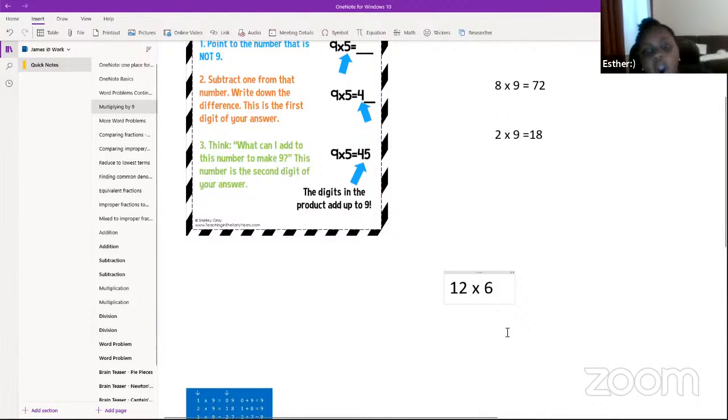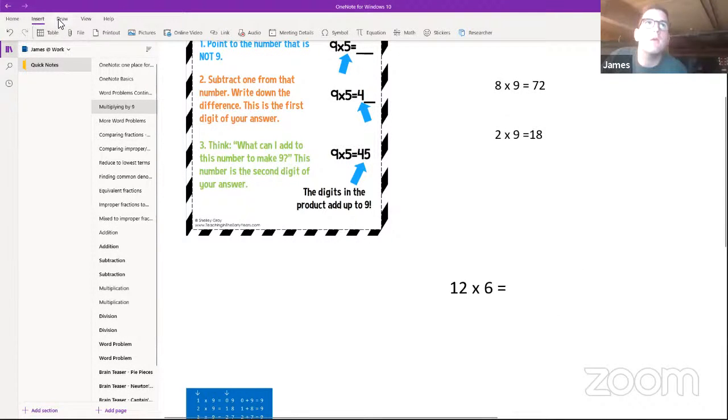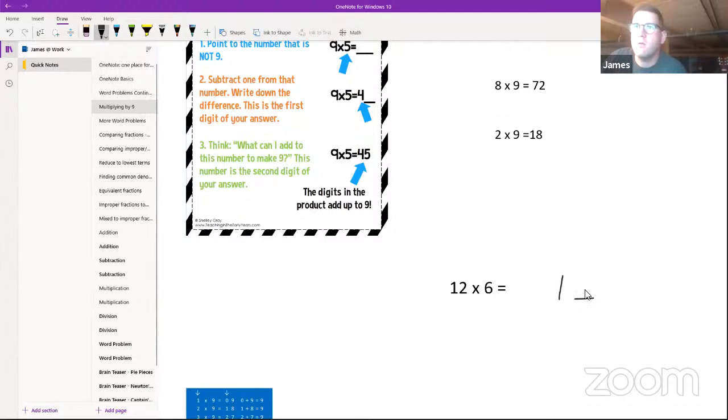So when you're multiplying 12 times 6, what you can do is write it out as this. So 12 times 6. And now you can do it one digit at a time. So you've got 1, 2, 12 times 6. First, you can multiply the 6 times 2. So what's 6 times 2?